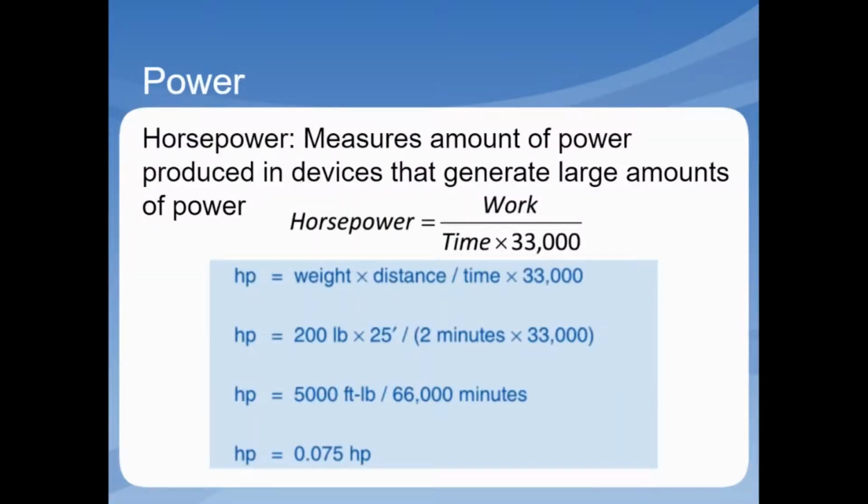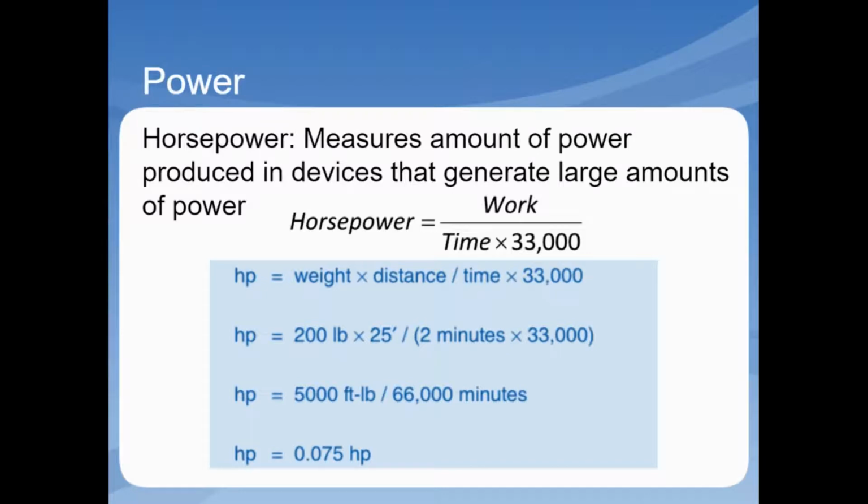In devices that generate large amounts of power, horsepower is used to measure the amount of power. To calculate horsepower, we use the formula horsepower equals work divided by time in minutes times 33,000. We can use horsepower to measure the power produced by various systems. You can even calculate your own horsepower using this formula.